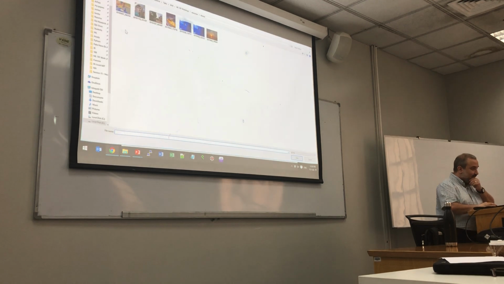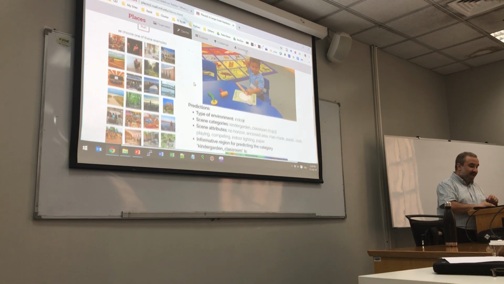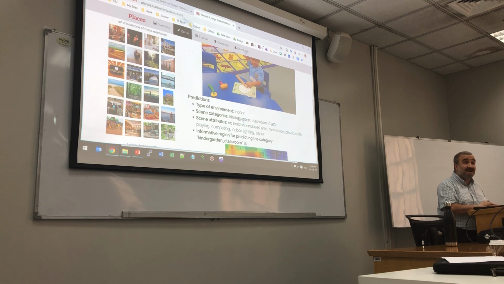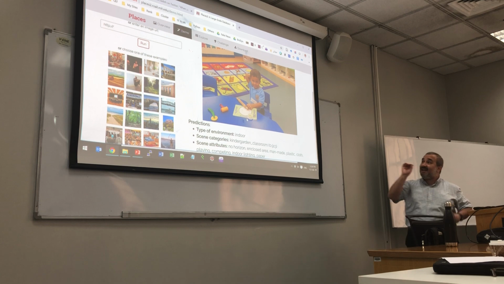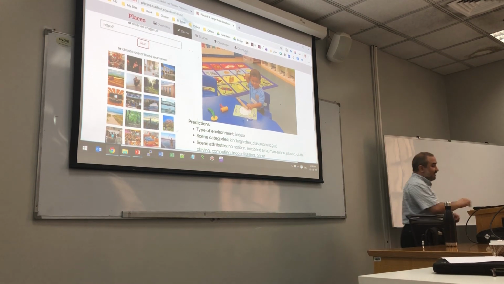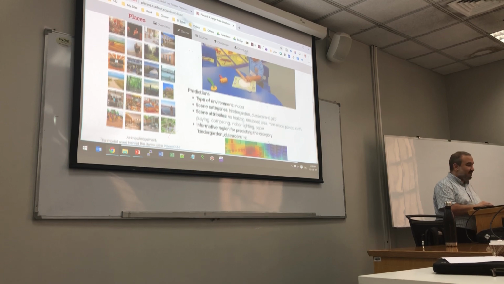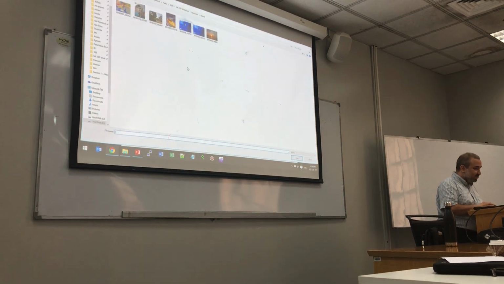So I will choose a file that has my son. That's the image, and it will tell you that this is indoor, and this is a kindergarten classroom. I was really amazed that it is accurately recognizing that this is a kindergarten classroom. And what else? There is plastic, there is cloth. He's playing, probably competing with someone else, I don't know. Indoor lighting, and there is a paper. You see that? So let's try it with another file.